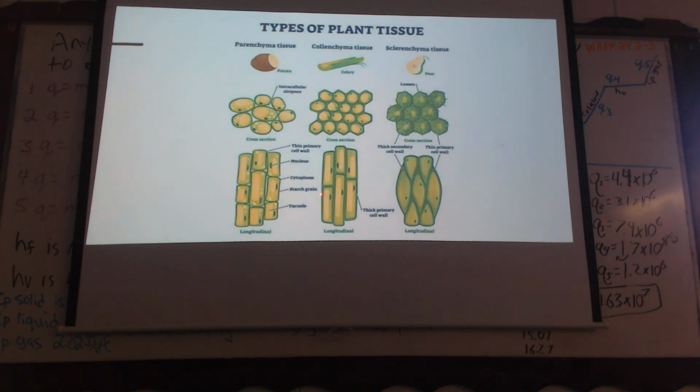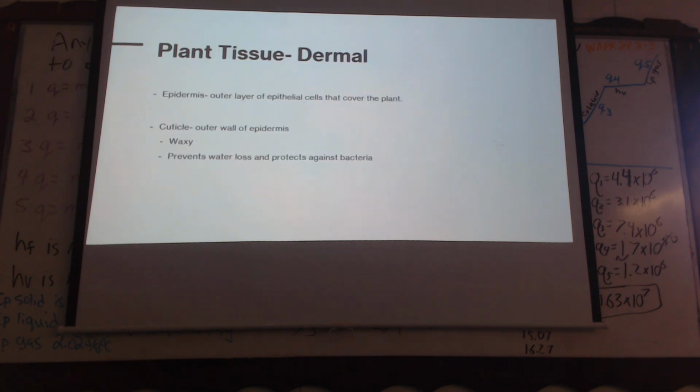And here's where it's found in common vegetables and fruits. So potatoes are high in parenchyma. Potatoes are storage devices for plants. Celery, they're very bendable. They're not bendable. This one should be bendable. Pears are not bendable. Celery is very brittle, I should say. They snap very easily. And then sclerenchyma, pears. Okay. Yeah, let's do this a little bit.